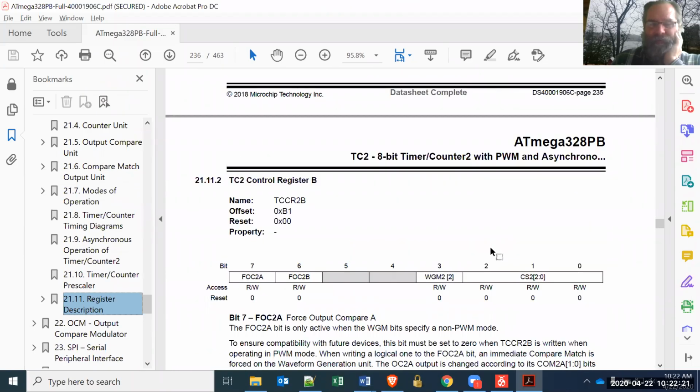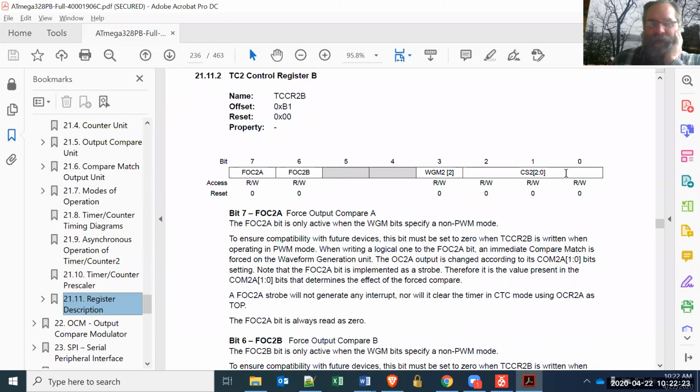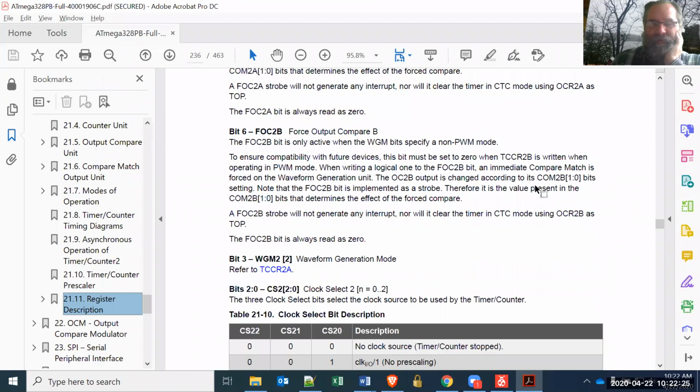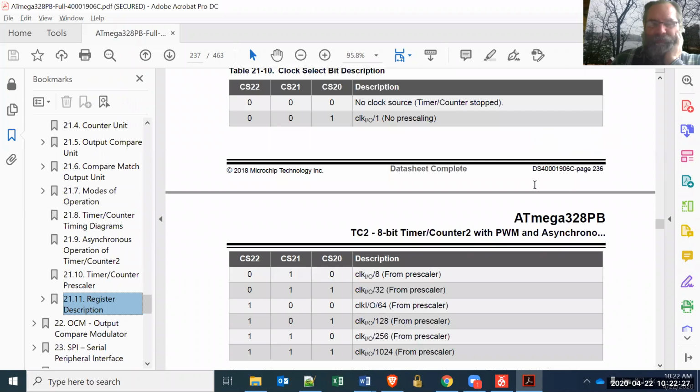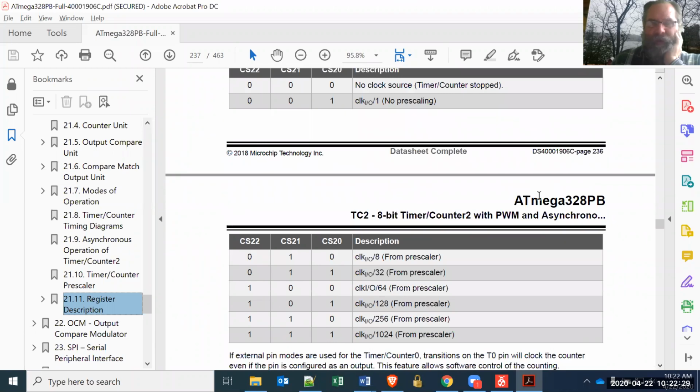We're going right to register B. Okay, here's my clock scaler table. Okay, what's different about timer 2? So let me go back to the program for just a second.